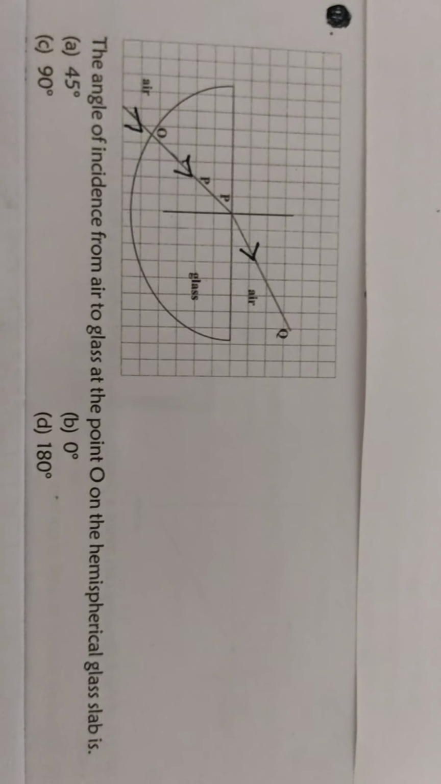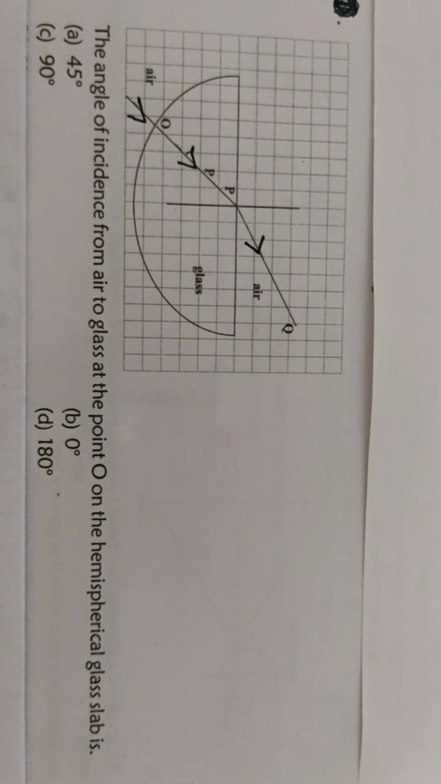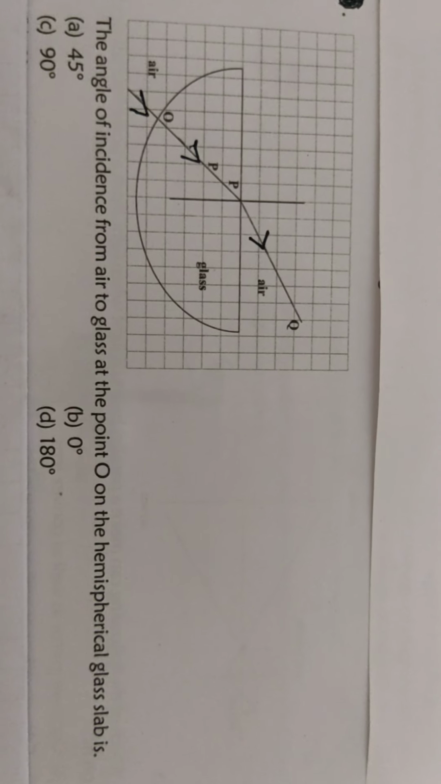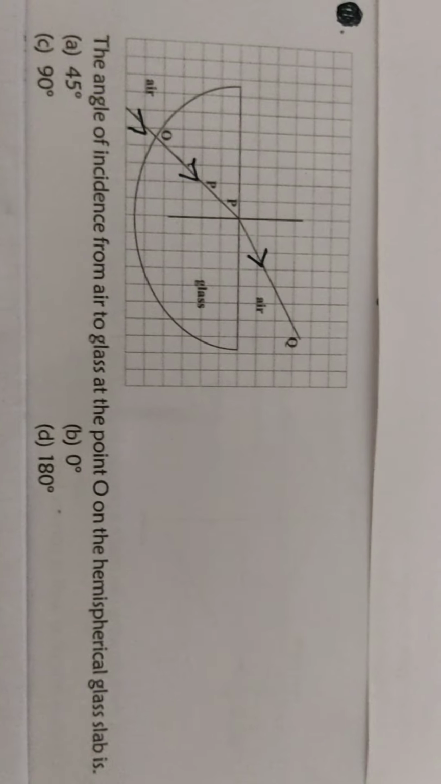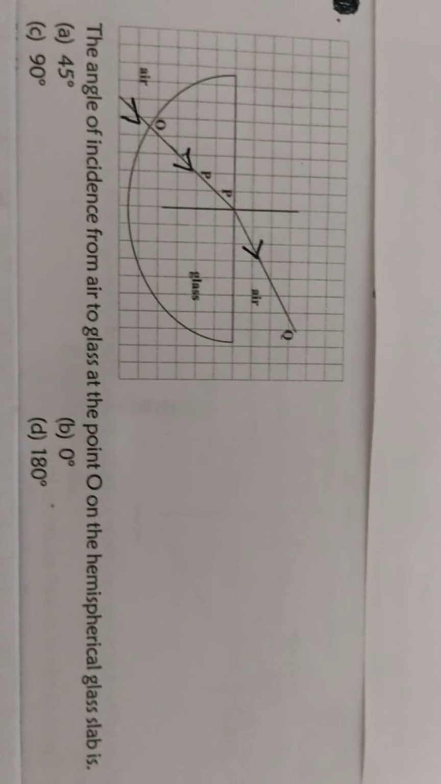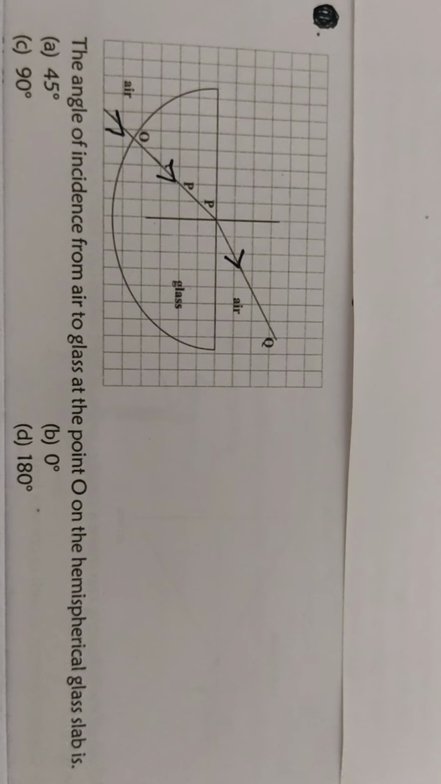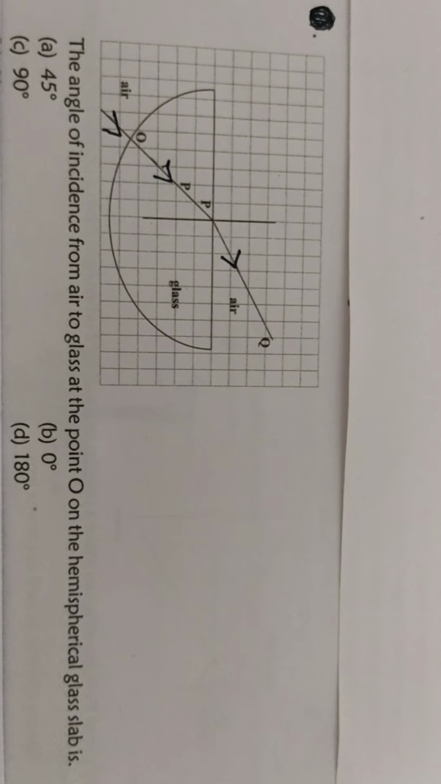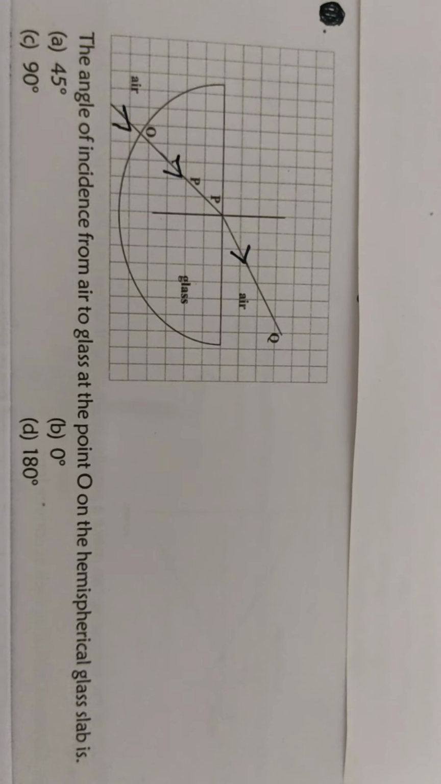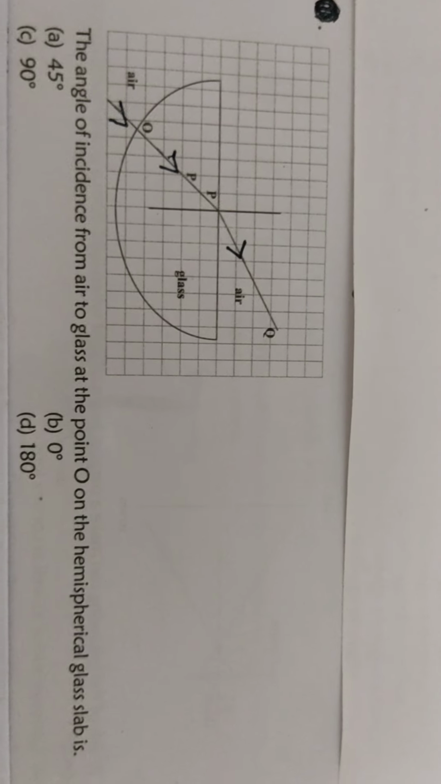The angle of incidence from air to glass at point O. Air is the first medium, and by arrows I have shown that light enters from air into the glass slab, which is not rectangular but hemispherical in shape. Then again it comes out from the glass slab on the other side. So OP is the refracted ray, PQ is the emergent ray, and before O, the ray which is not labeled is the incident ray.